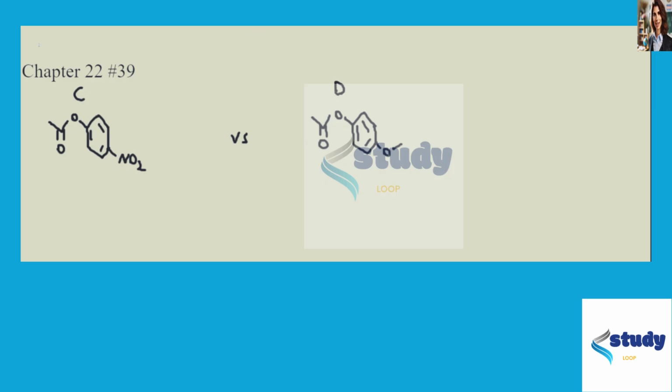With regards to which is more reactive in nucleophilic acyl substitution, C has an electron withdrawing group, and D has an electron donating group. And so C is going to be more reactive than D. So C is more reactive than D.